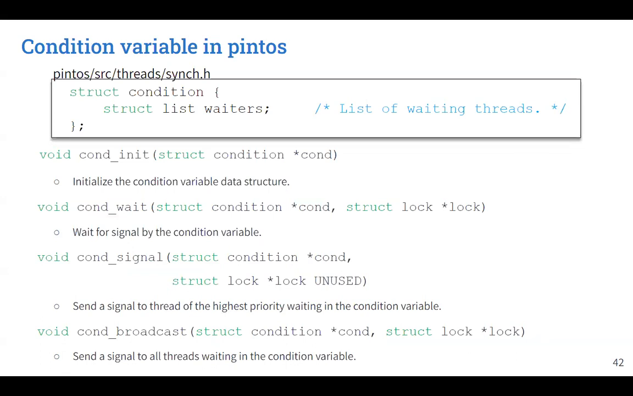And this is the structure of condition variables in Pintos. It just has a list of waiters, a list of waiting threads. And there are actually 4 functions in this case to manage condition variables. There's cond_init, which initializes the condition variable data structure. There's cond_wait, which makes the thread wait for the signal by the condition variable. There's cond_signal, which sends a signal to the thread of the highest priority waiting in the condition variable. And there's cond_broadcast, which sends a signal to all threads waiting in the condition variable.